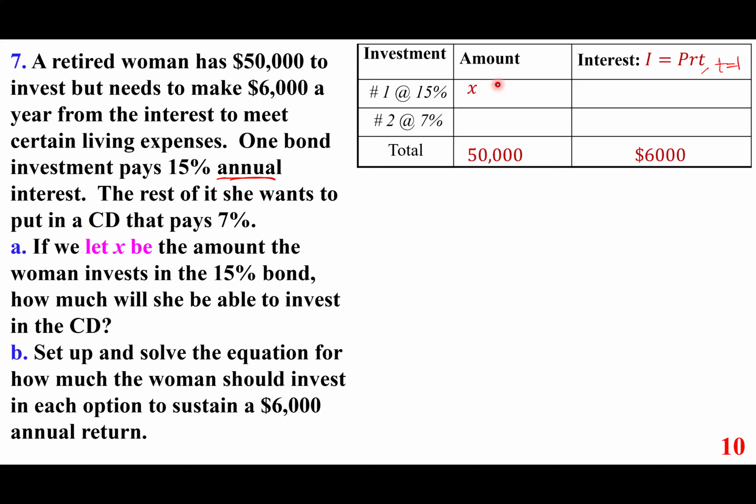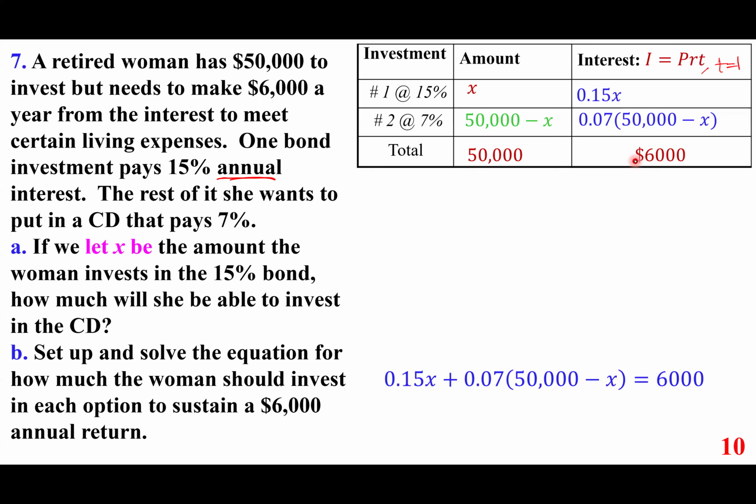I've seen students making a mistake of writing X minus 50,000. All you have to do, add these two, you have to get the total. If you put X minus 50,000, that's not what you get. So I is P times R times T. So over here you have X times 15% times 1, so 0.15X. Over here we have 0.07 or 7% times 50,000 minus X times 1. And these two must add up to give us the total we need, $6,000.